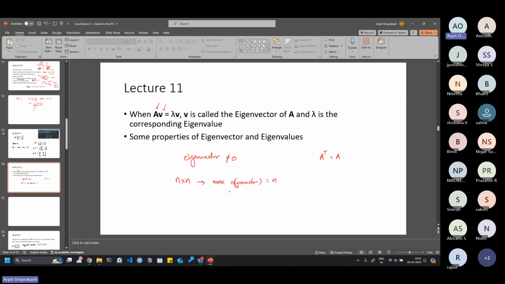Then we talked about eigenvectors and eigenvalues. For a given matrix, eigenvectors are vectors which follow this equation: when multiplied by the matrix, they give the same vector scaled by some factor. The scaling factor lambda is called the eigenvalue, and the vector v that remains unchanged in direction is called the eigenvector. Okay.